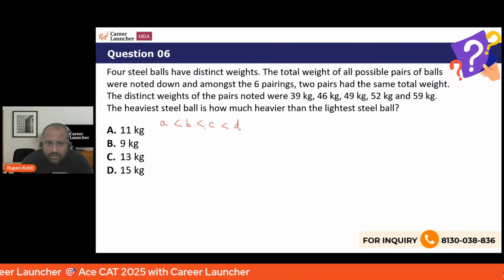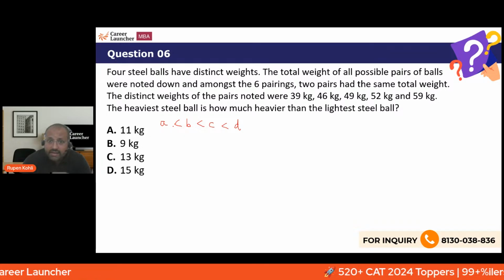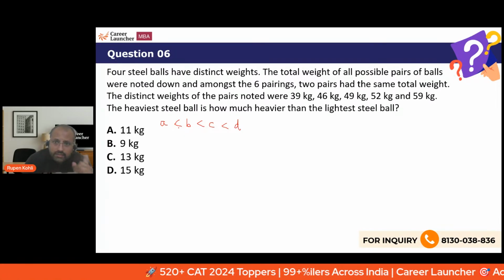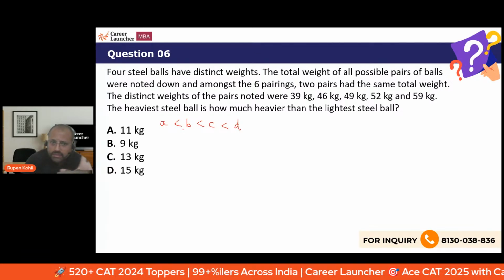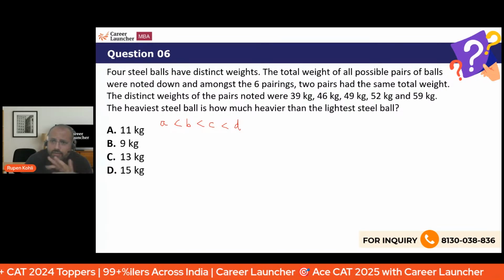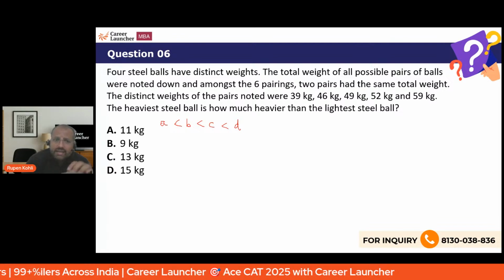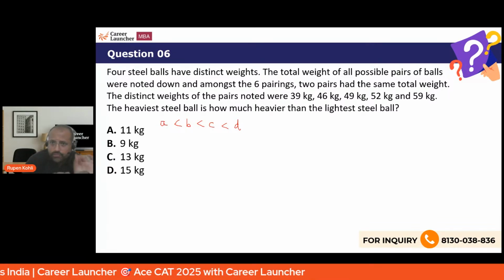The reason you can understand why I have assumed the variables in a certain order is because then I can start writing equations around that. Now, first thing, which two weights could be the same? Obviously, let's fix A as one of the pairs, right? One of the pairs, let that have the ball A of weight A.